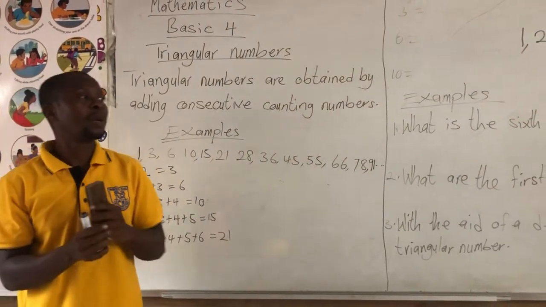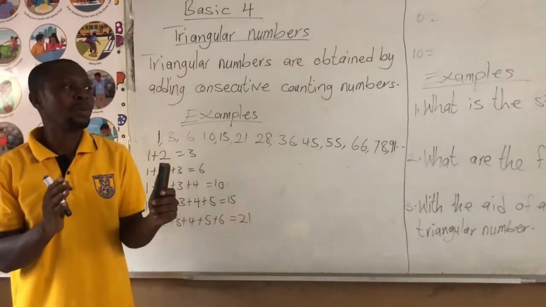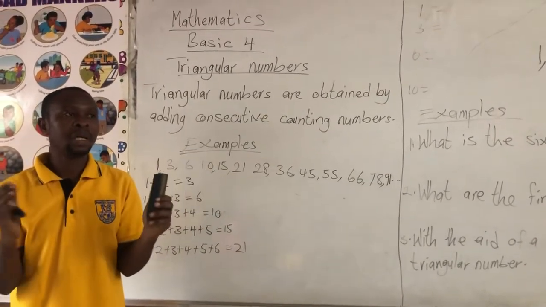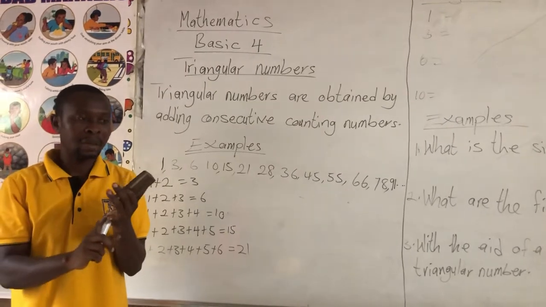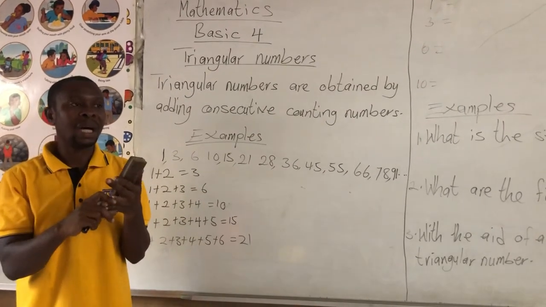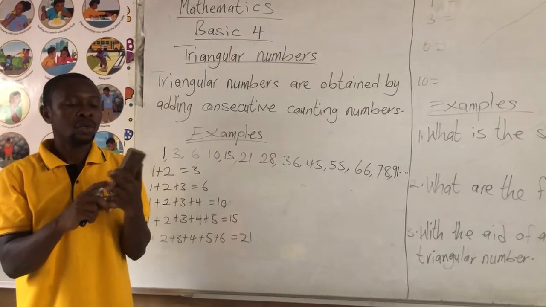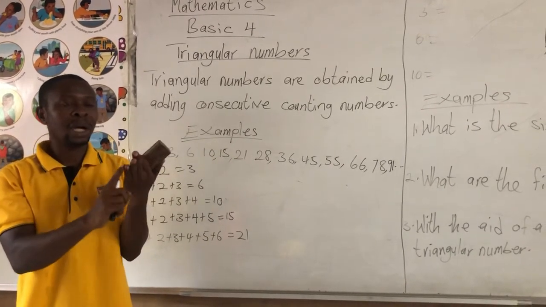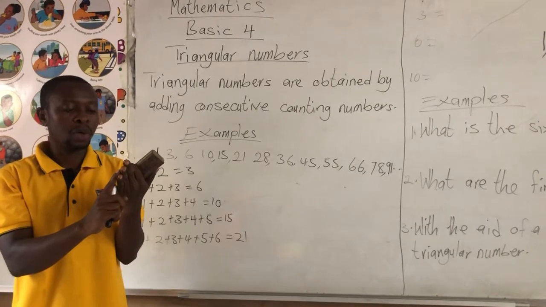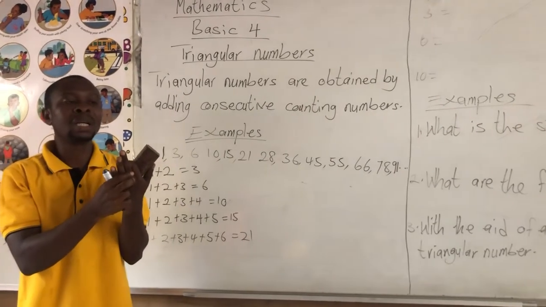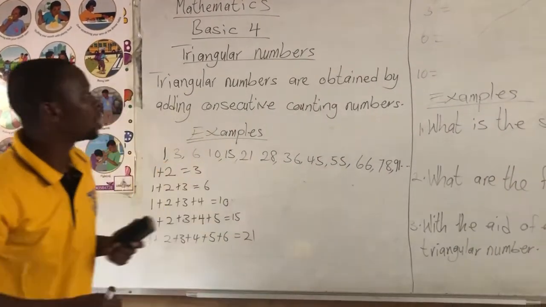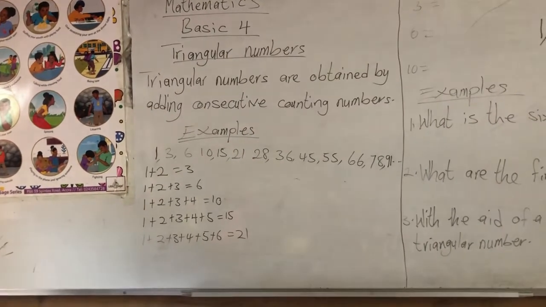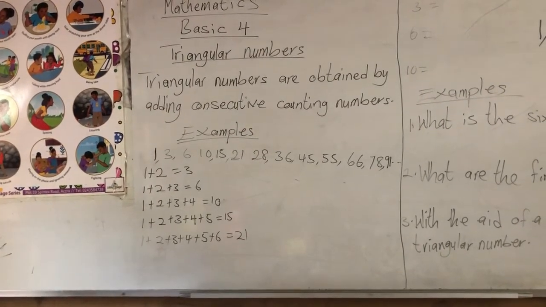For example, let's say you are training the house: your elder sister, you, and your younger sister. Your elder sister is the first one, you follow your sister, and your younger sister follows you. This is how you follow each other consecutively. Now let's look at some examples.